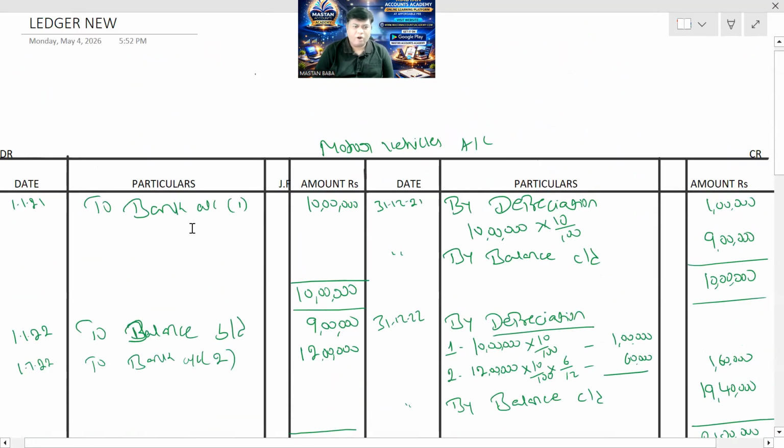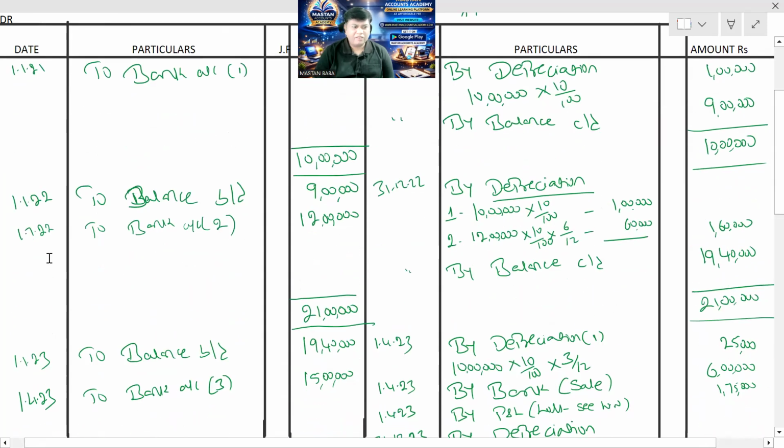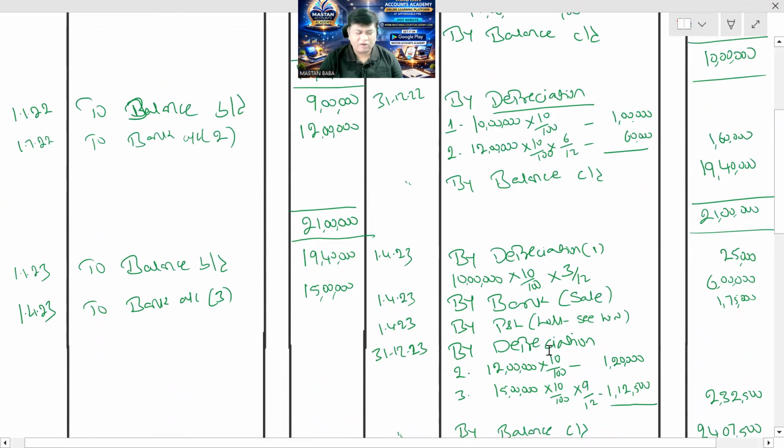So first of all, we bought on 1/1/21 one motor vehicle for 10 lakhs. In this year, we depreciated for the full year and balanced it. In the second year, the first machinery balance is 9 lakhs. In between 1/1/22 to 31/12/22, on 1/7/2022, we bought another motor vehicle for 12 lakhs. You can notice here, depreciation has been done segregated: for the first machinery full year, for the second one it is calculated only for 6 months. Again, we balance 19 lakh 40,000.